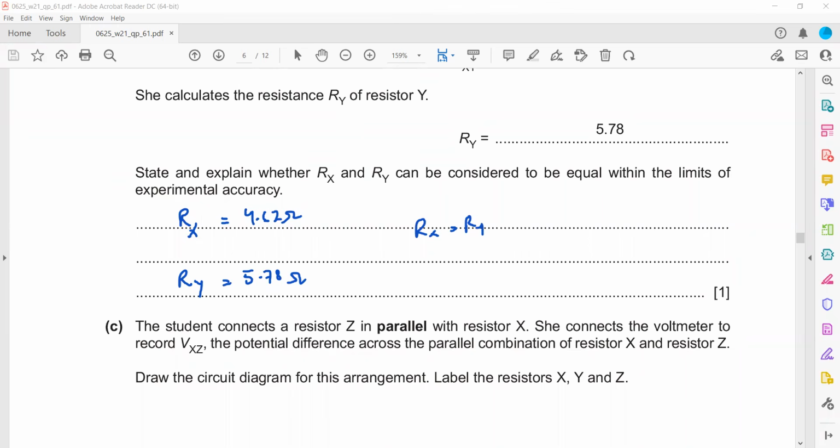So simply we will write no. Within the limit of experimental accuracy, the two values have a greater difference between them. They're far away from each other. 4.62 and 5.78 are not within the limits. If, for example, one value was 4.9 and another was 5.1, I can say they are equal because 4.9 can be rounded off to 5 and 5.1 can also be rounded off to 5. But here, Rx and Ry cannot be equal because they have a greater difference.